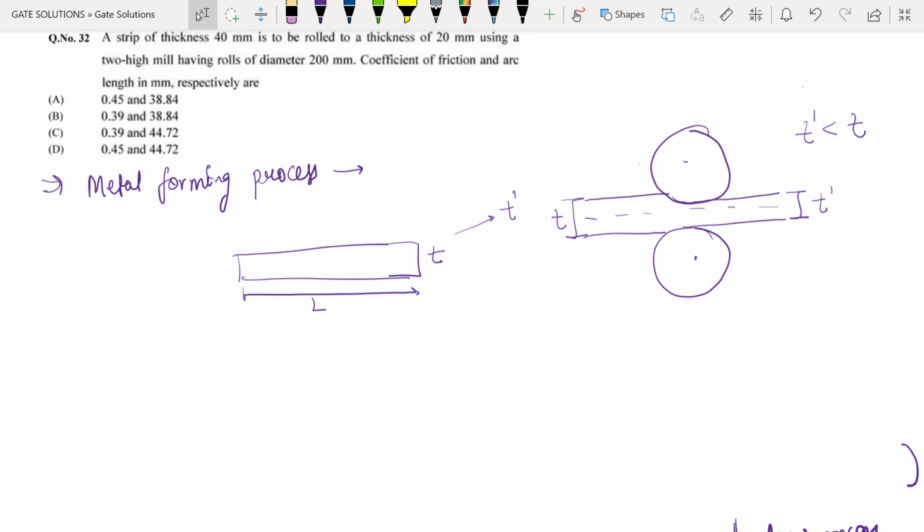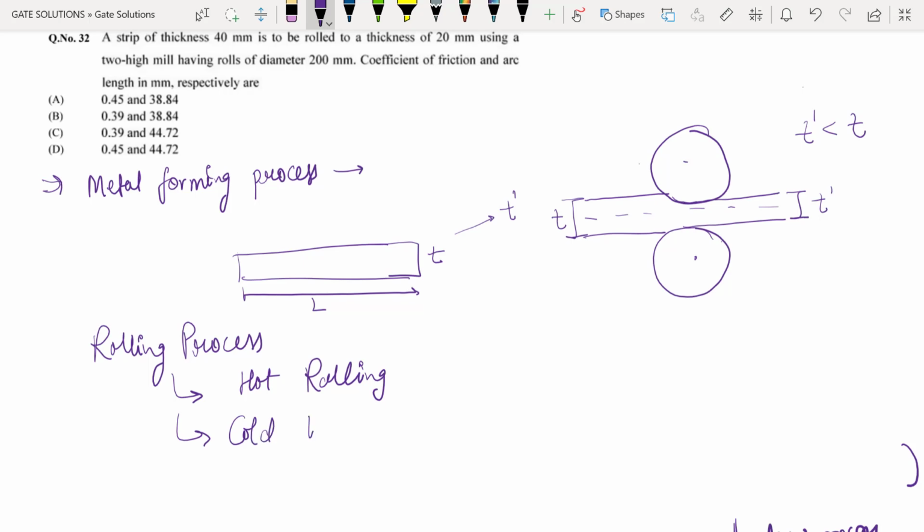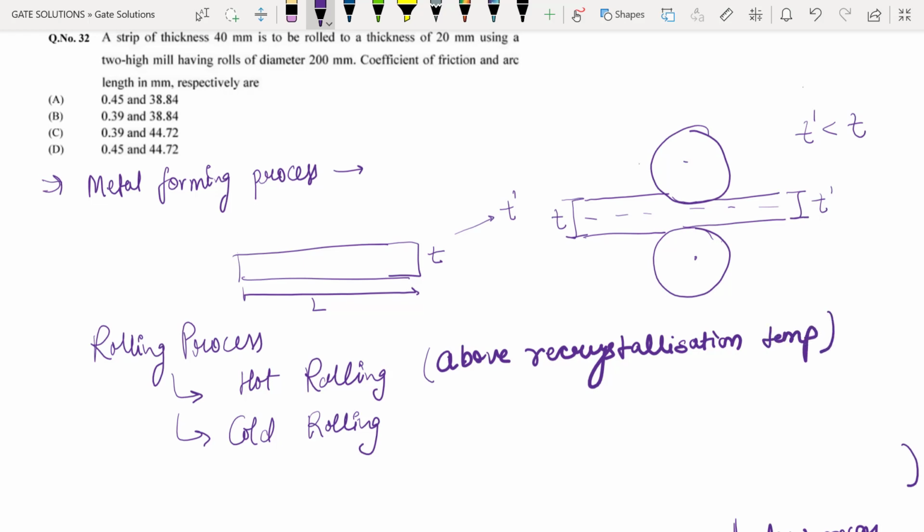Now there are two kinds of rolling process. The first one is hot rolling and the next one is cold rolling. In the hot rolling process, the material is deformed above the recrystallization temperature, and in the cold rolling process the material is deformed below the recrystallization temperature.